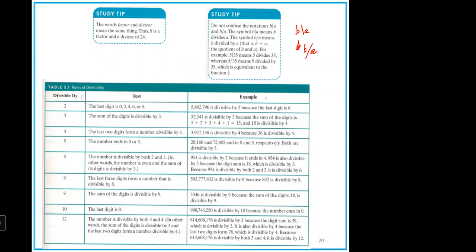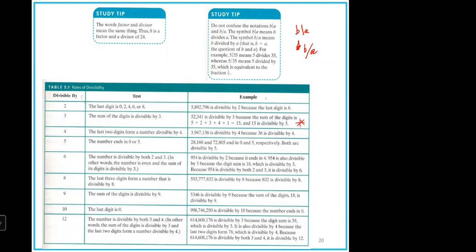For 3, the rule is that when you add up the digits in the number, the result is divisible by 3. So in this example on the side, they ask you if 52,341 is divisible by 3. If you add up the digits, 5 plus 2 plus 3 plus 4 plus 1, you get 15. 15 is divisible by 3. So because 15 is divisible by 3, it means the number 52,341 is also divisible by 3.